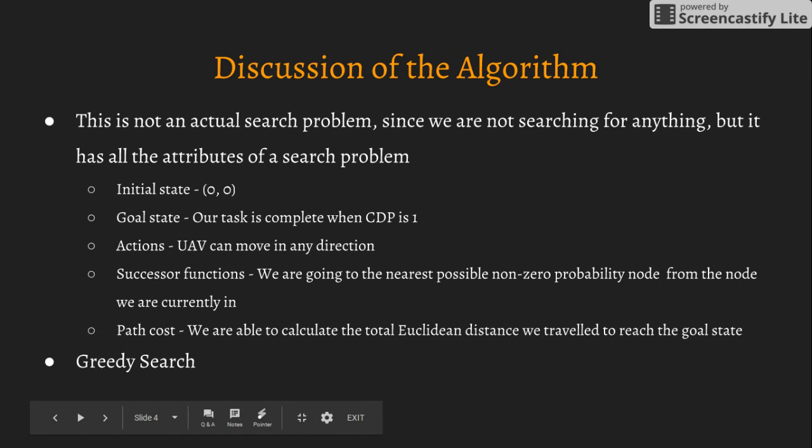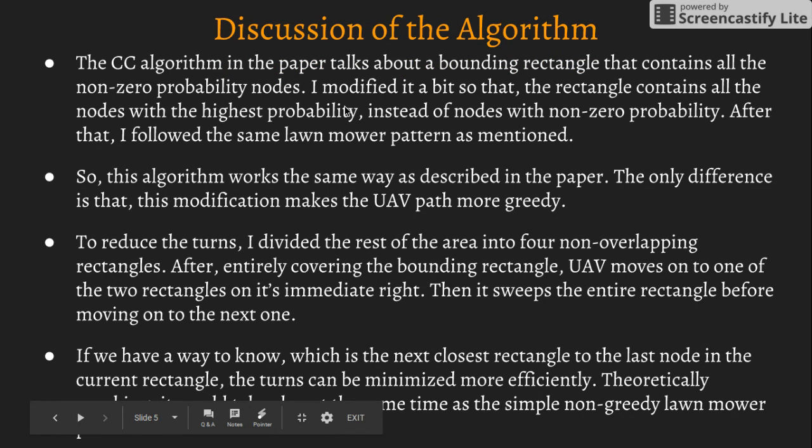This is an example of a greedy search, and the algorithm I implemented is almost similar to the one talked about in the paper. It uses the same lawnmower pattern. The only difference is that I modified the bounding rectangle so that it contains all the highest probability nodes instead of the non-zero probability nodes. This will make the UAV path more greedy.